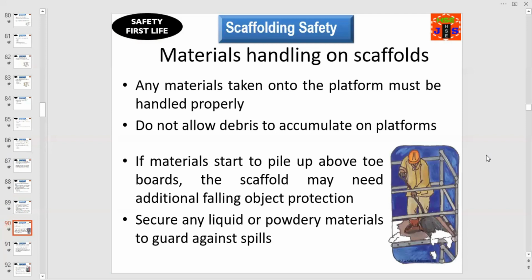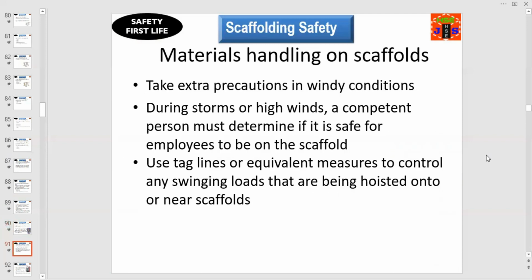Secure any liquid or powdery materials to guard against spills. Take extra precautions in windy conditions. During storms or high winds, a competent person must determine if it is safe for employees to be on the scaffolding structure. Use taglines or equivalent measures to control any swinging loads that are being hoisted onto or near scaffolds.